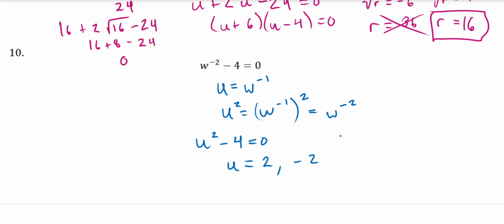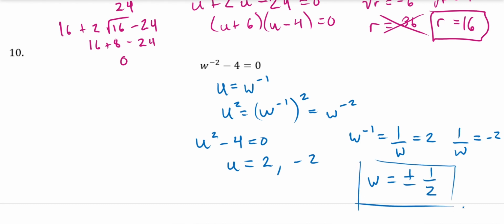Let's then rewrite this as two equations. We would then have that w to the minus 1, which is of course 1 over w, was equal to 2, or 1 over w was equal to minus 2. Either taking the reciprocal of both sides or multiplying w up and dividing 2 down, we would wind up with w equal to plus and minus 1/2. And these would be our two answers to this equation.